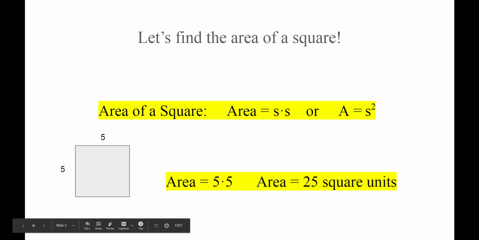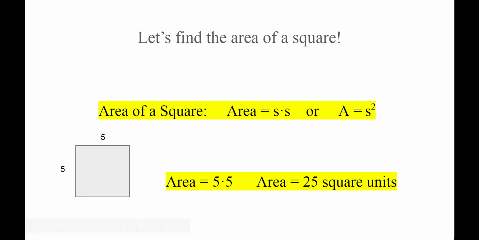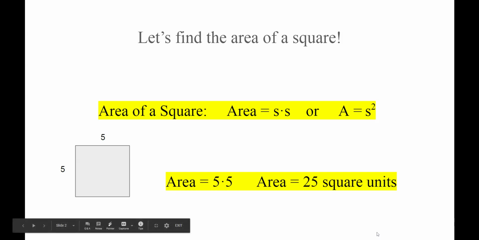Let's find the area of a square. You should recall that since a square has 4 equal sides, the area of a square is equal to the side length of the square times itself. A square with a side length of 5 units will have an area of 5 times 5, or 25 square units. Note that the unit for area is square units.